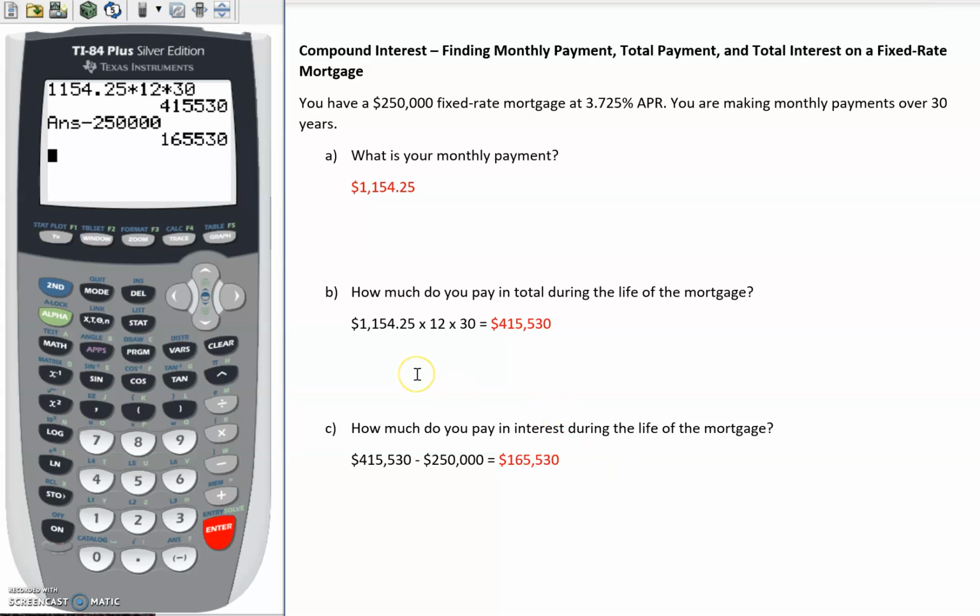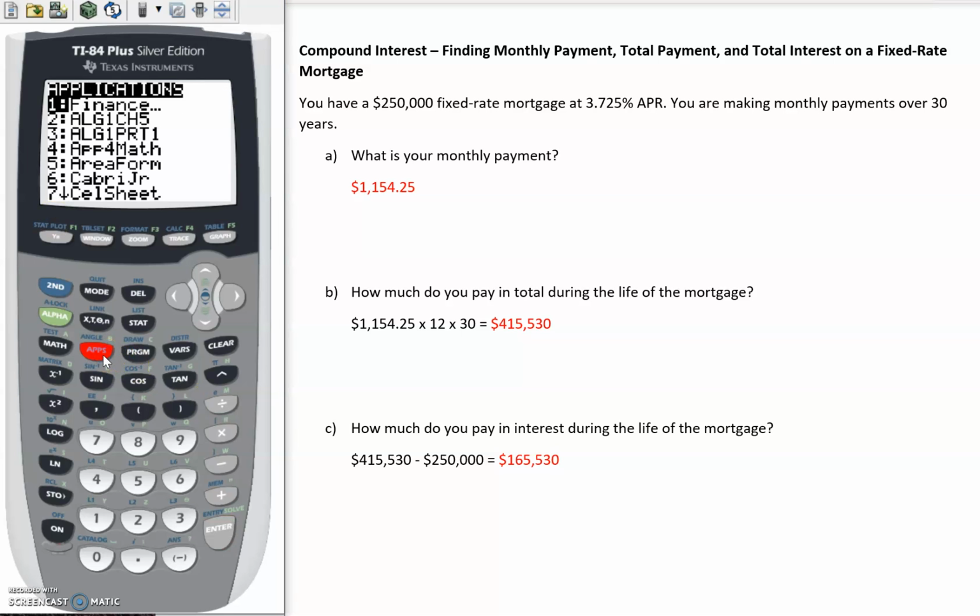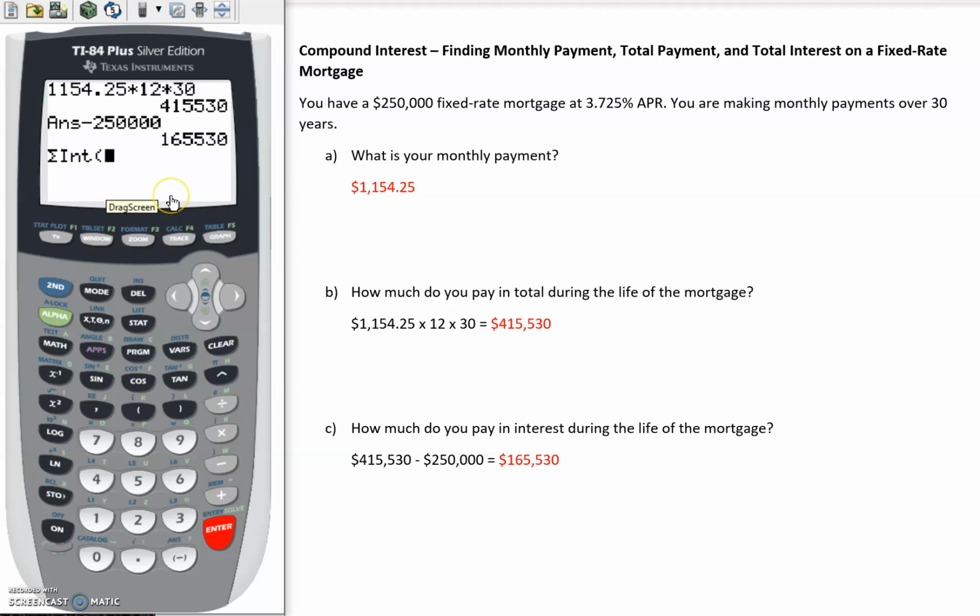Now, there's another way to do this with our calculator, which is to go into apps, click on finance, but instead of going to the TVM solver, we're going to scroll down until we see sigma int. The sigma just means the sum of. So the sum of all the interest. So basically how much interest in total. So let's click enter on that. And it's going to ask us to input something here.